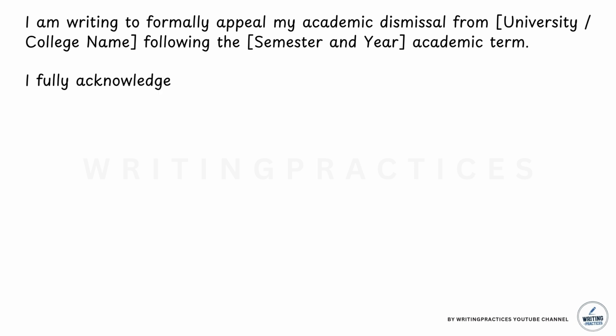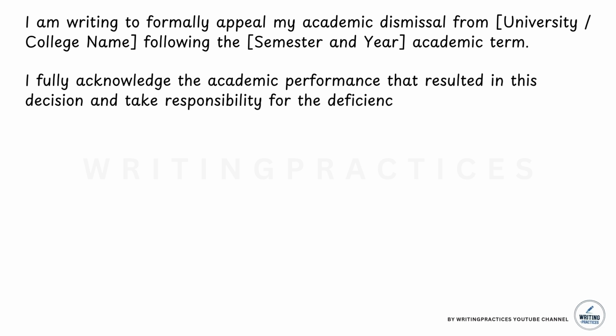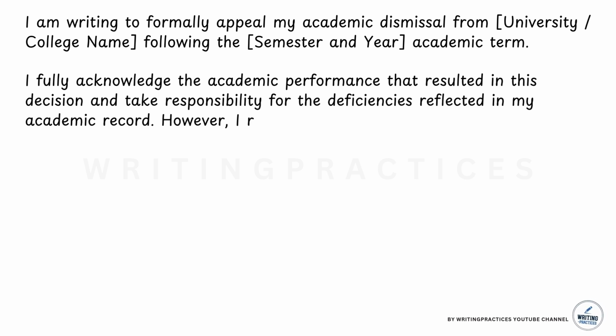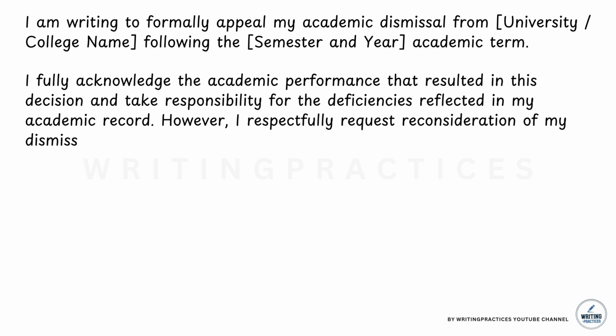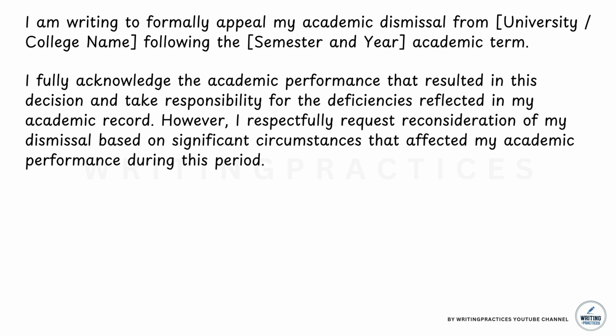Acknowledgement of academic performance. Here, you acknowledge responsibility for your academic record. For example, I fully acknowledge the academic performance that resulted in this decision and take responsibility for the deficiencies reflected in my academic record. This is one of the most important parts of the appeal because universities want to see accountability. Pro tip, avoid blaming professors, classmates, or the institution.